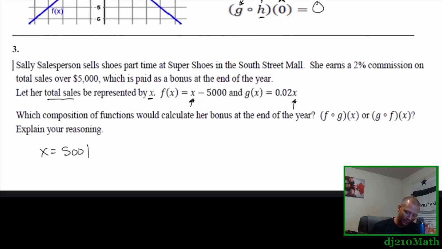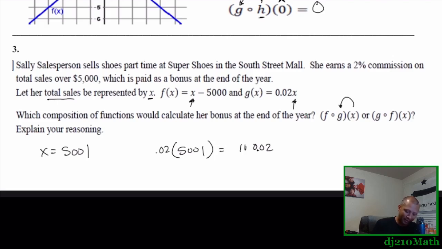So let's look at f of g of x first. That means x is 5,001. Doing what we just did in the above problem, I'm going to plug it into g first. So 5,001 times 0.02. Here, look, so it looks correct. Times 0.02. So that's going to be 2, 0, 0, 10, 2 decimal places. So my new x is 102.